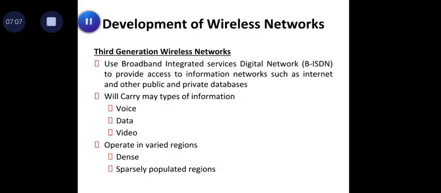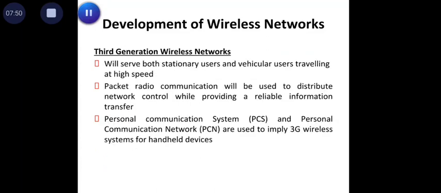The third generation wireless networks use the broadband integrated services digital network, BISDN, to provide access to information networks such as the internet and other public and private databases. It will carry many types of information such as voice, data and video. It operates in varied regions such as dense and sparsely populated regions. It will serve both stationary users and moving users traveling at high speed. Packet radio communication will be used to distribute network control while providing reliable information transfer.